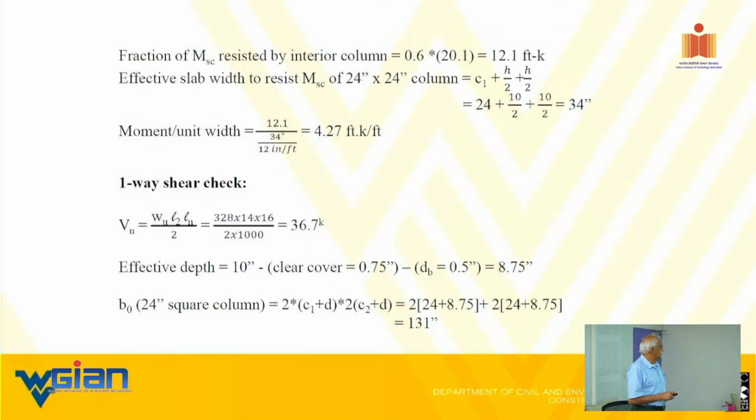That's what you get. Then B0 for a square column. This is a plus, not a multiplication sign. I put it right there. So that is the perimeter of that B0. And that B0 is 2 times, it is a square column, C1 and C2 are equal in this particular case. If it is not, you put an appropriate number. That D is the effective depth, I should say, of the slab.